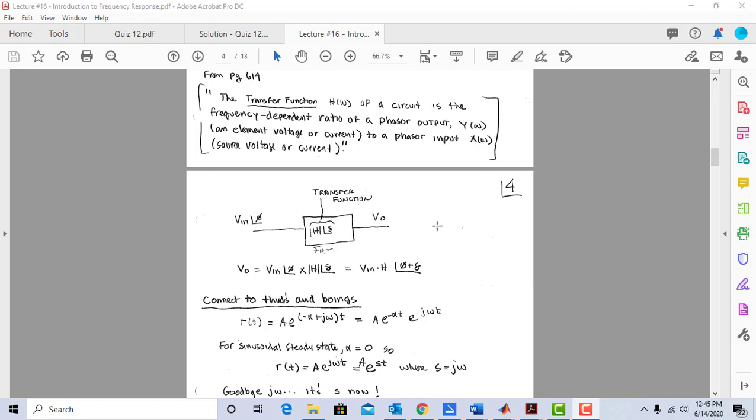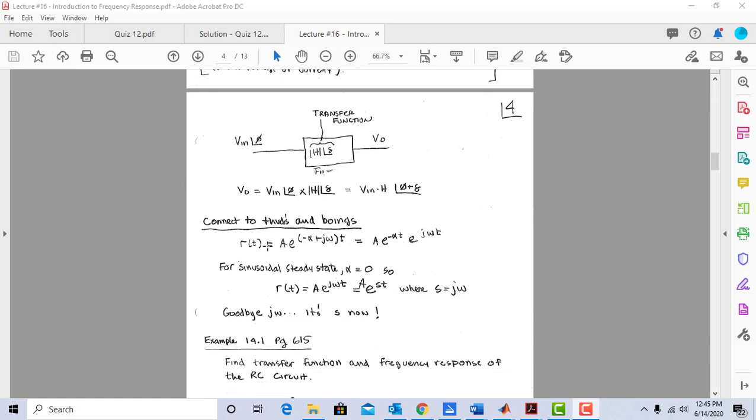Now, before we go on with this, I want to go back and connect this to our thuds and boings, because you're getting a lot of information in this class, and I want you to compartmentalize everything in the right place. So thuds and boings were transient response. They were what happened when we had a circuit that had been sitting one way a long time, and then we whacked it with something and it went boing, or it went thump, or something like that. And then it ended up in another steady state.